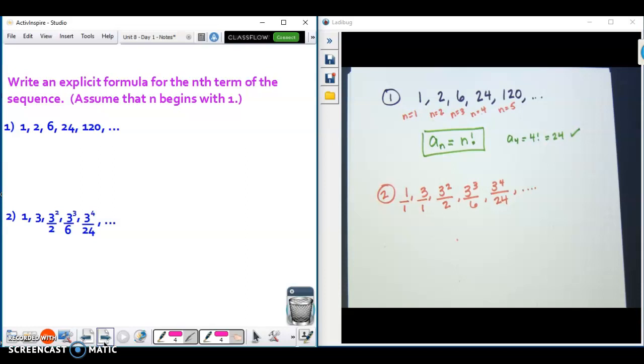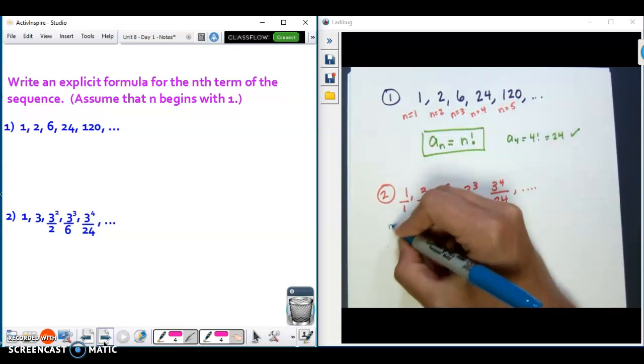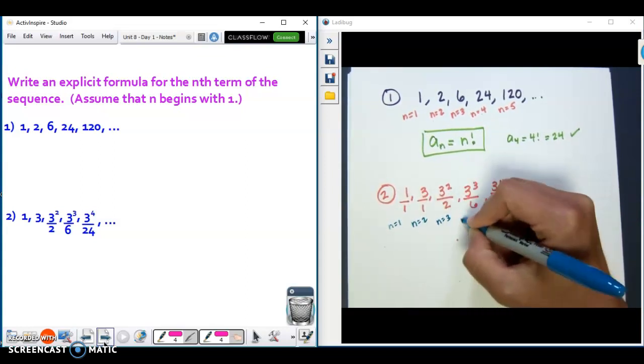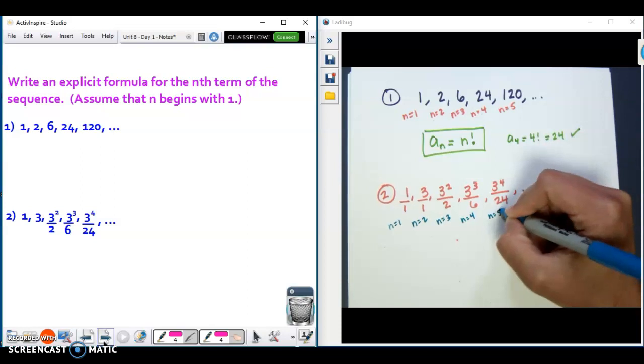A lot of times, because you have 2 things going on here, sometimes you just look at the numerator, just look at the denominator, see what's happening. So if we just look at the numerator, you can think about that they're multiplying by 3, or we can just come up with a pattern. And then if you look at the denominator, hopefully you're kind of seeing the factorials. So before I do anything, I'm going to label this n equals 1, n equals 2, n equals 3, n equals 4, n equals 5.